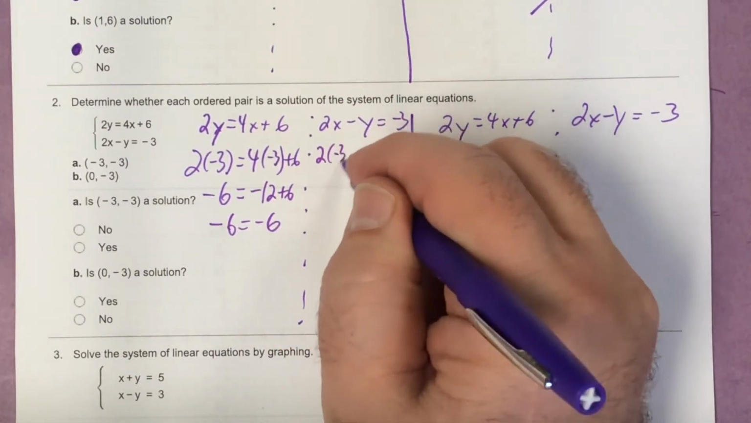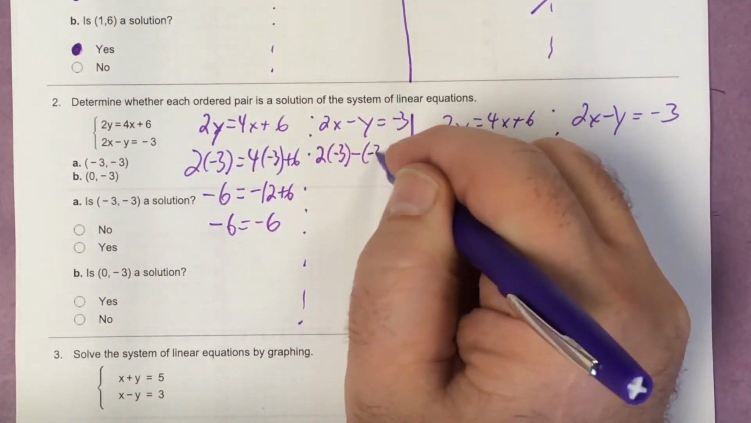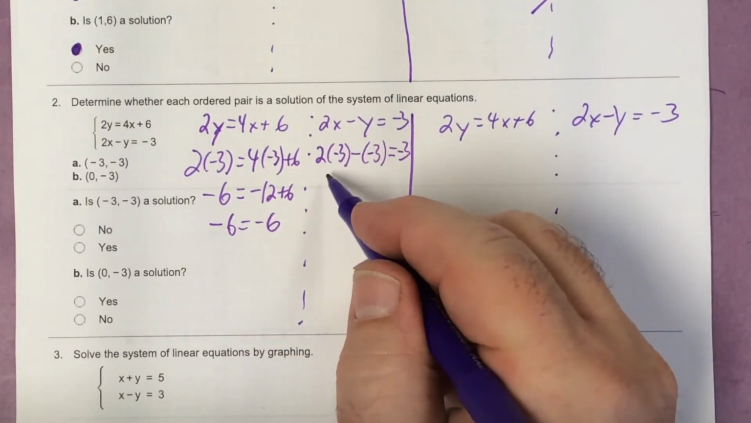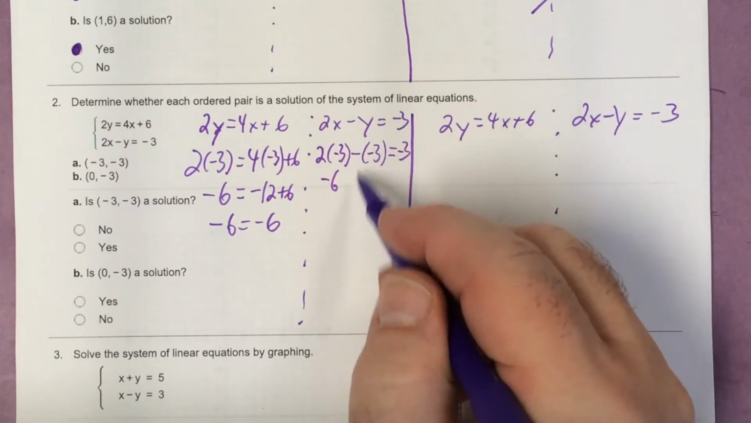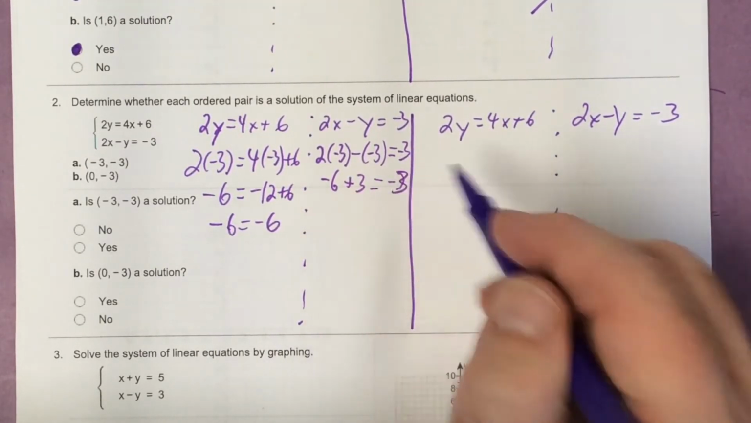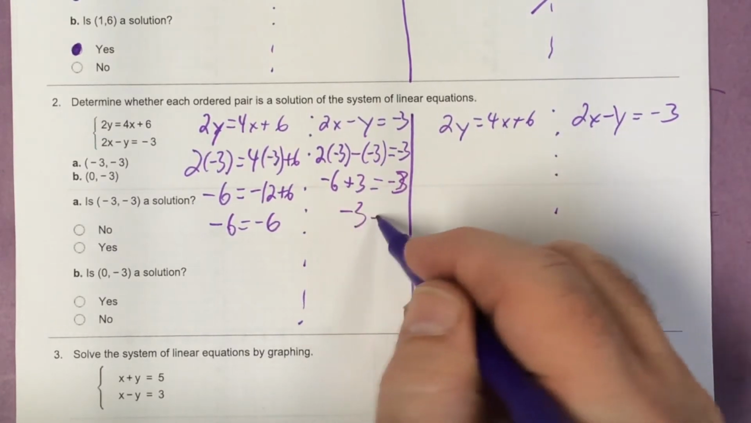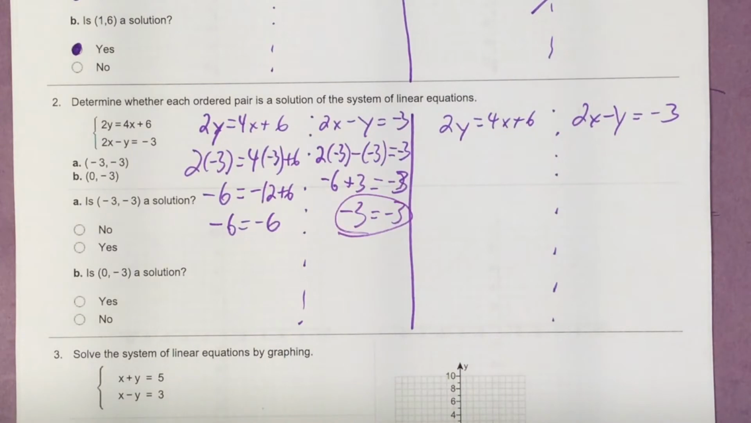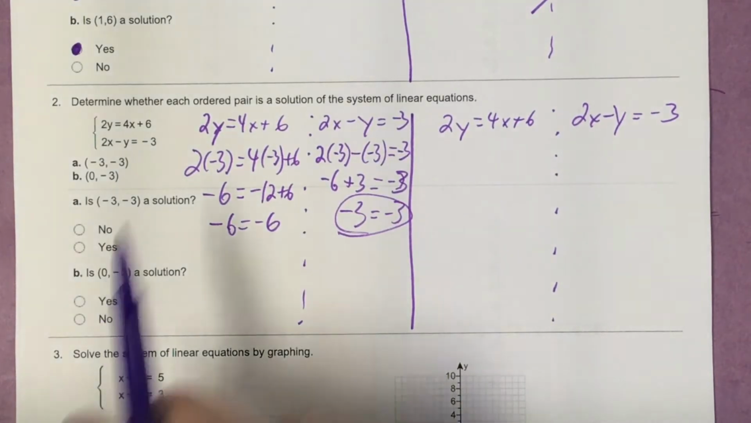That's going to be 2 times negative 3 minus, be careful, negative 3. Well, 2 times negative 3 is negative 6, minus a negative 3, that's going to be plus 3. And negative 6 plus 3 is negative 3. Now, given that this point works, that is a solution.